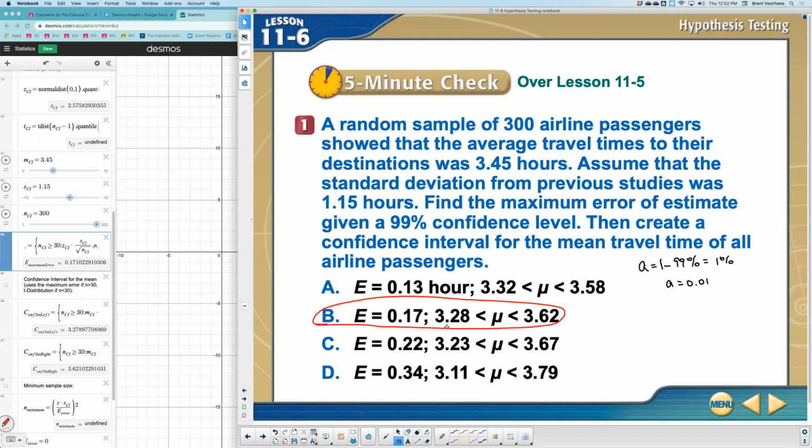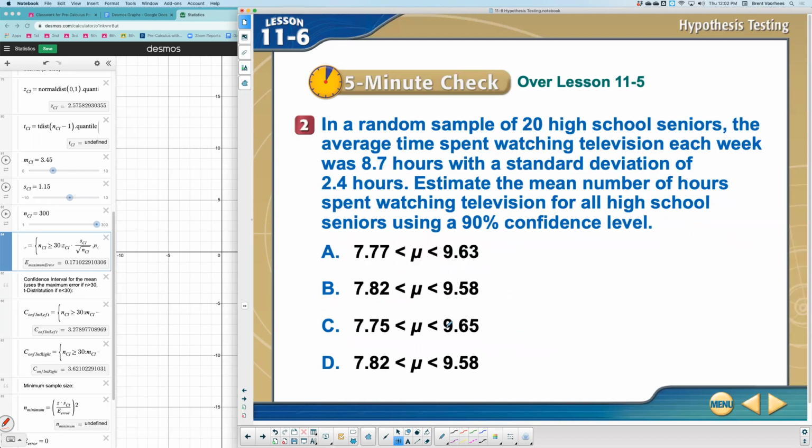Number two, a random sample of 20 high school seniors. The average time spent watching television each week was 8.7 hours, with a standard deviation of 2.4 hours. Estimate the mean number of hours spent watching television for all high school seniors using a 90% confidence level. Okay, so here we go.